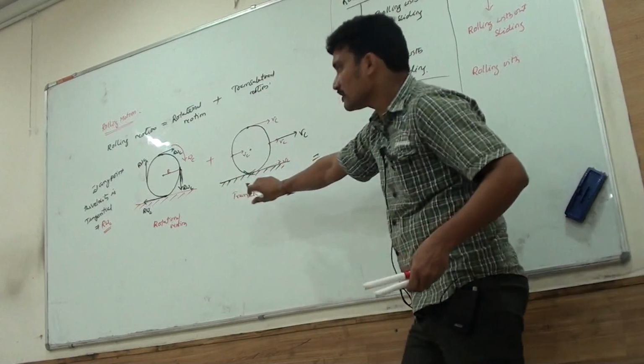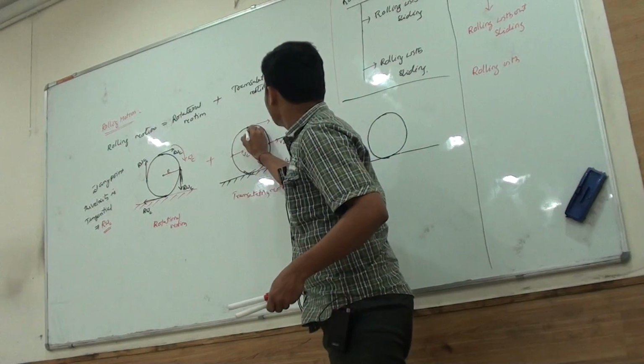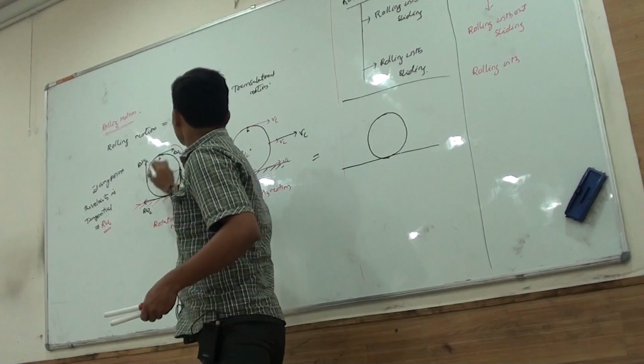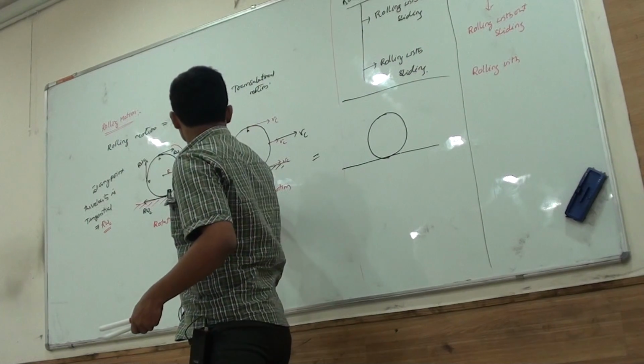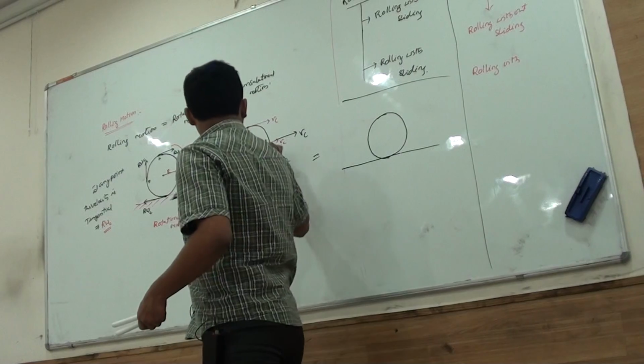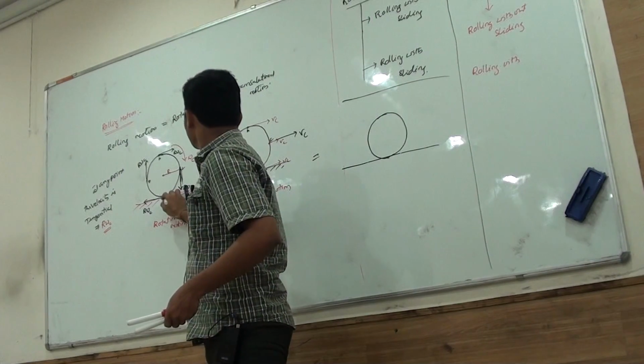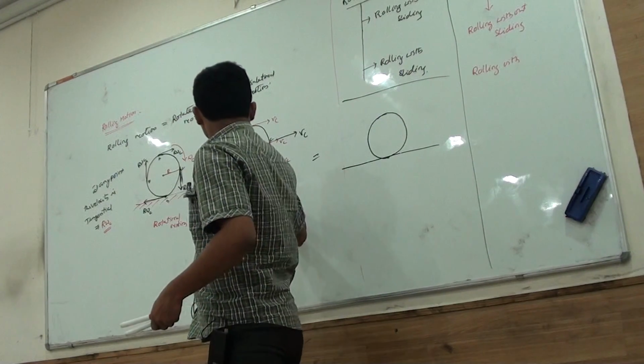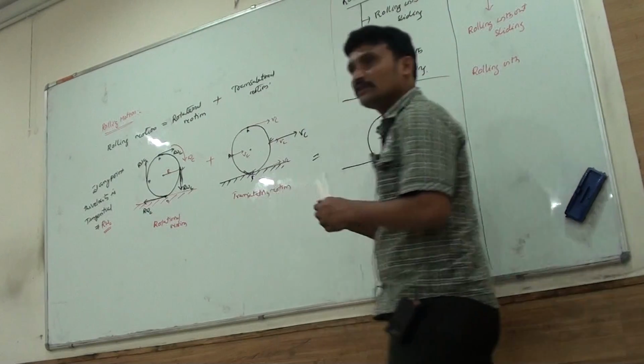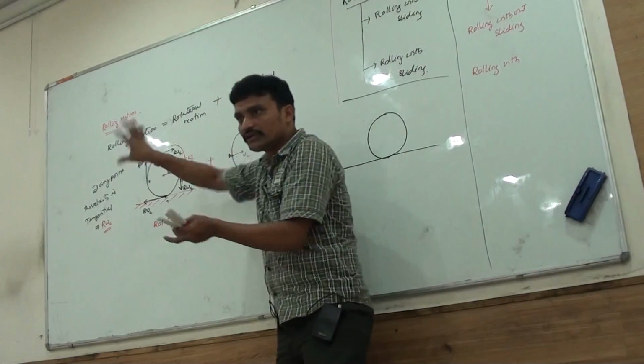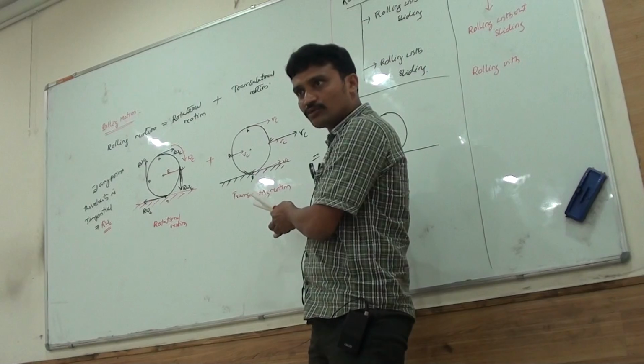What is observed here? Suppose this point is A, this is B, this is C, and this is D. If you combine both, the body is in rotated motion and the body is in translated motion.